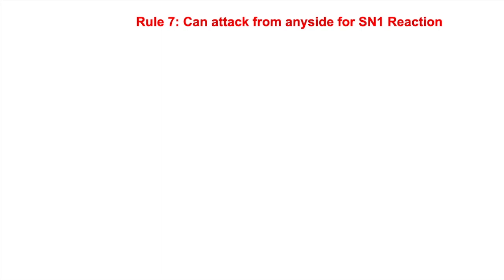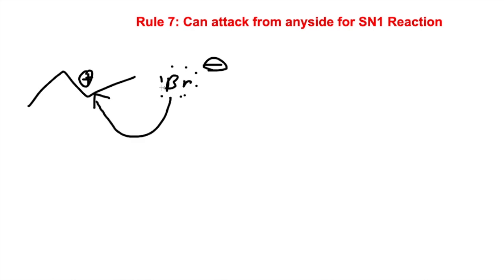And for an SN1 reaction, for the seventh rule, when doing the mechanism, the nucleophile can attack from any side. So, for example, if we had the carbocation over here, and let's say our nucleophile was bromine, it can either go from the front or it can go from the back. It doesn't matter. For SN2, you can only pick one side. It usually goes from the back side, but for SN1, it can go to either the back or the front side. And that is why we get two products instead of one.